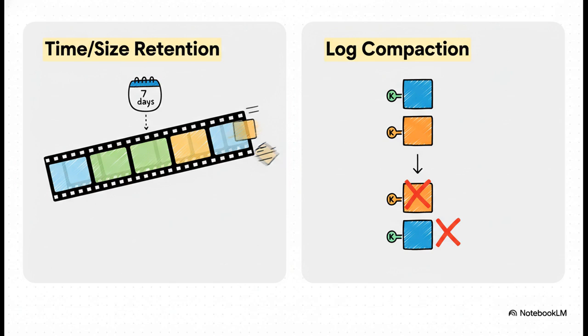The other method is log compaction. This one's a bit different. Instead of keeping all the messages, it only keeps the very latest message for any given key. This is perfect for stuff like a user's current shipping address. You don't care about the 10 old addresses, just the most recent one.